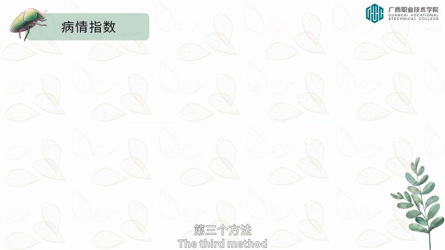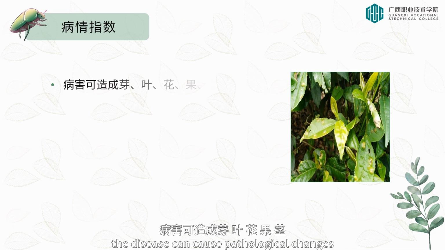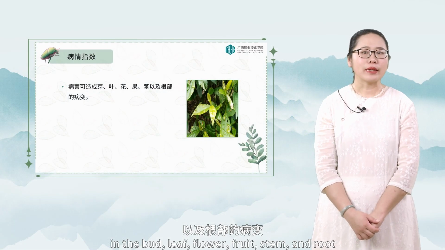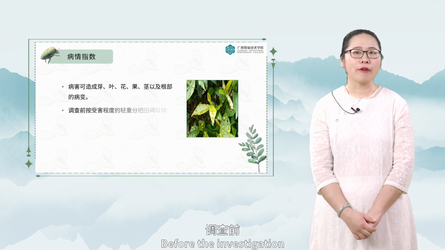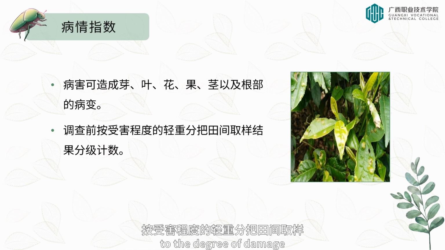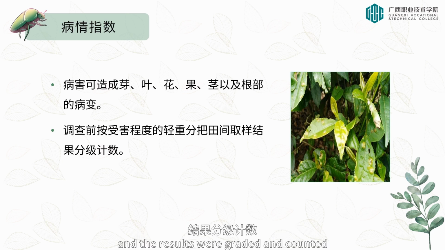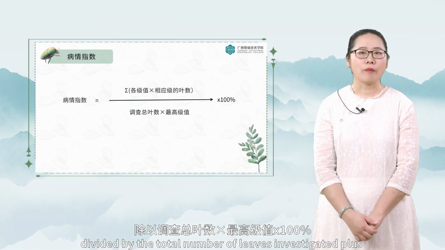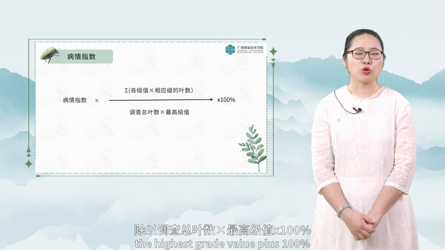The third method, the disease can cause pathological changes in the bud, leaf, flower, fruit, stem, and root. Before the investigation, the field samples were taken according to the degree of damage, and the results were graded and counted. The disease index equals sigma, the value of each grade times the number of leaves of the corresponding grade, divided by the total number of leaves investigated times the highest grade value, times 100%.